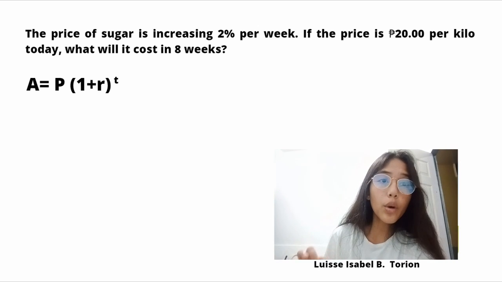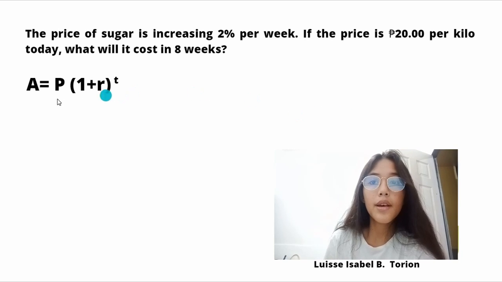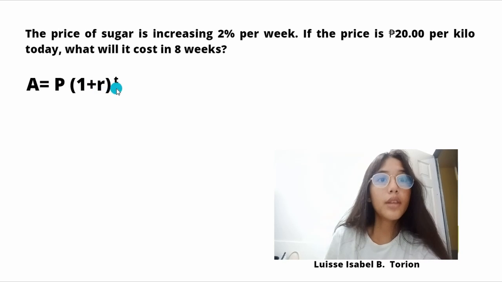So the key word in this word problem is the word increasing. So we'll be using the exponential growth formula in this word problem. So let's say that A is the price of sugar after 8 weeks, is equal to P, the price of sugar today, quantity 1 plus R as rate, to the power of T as time.